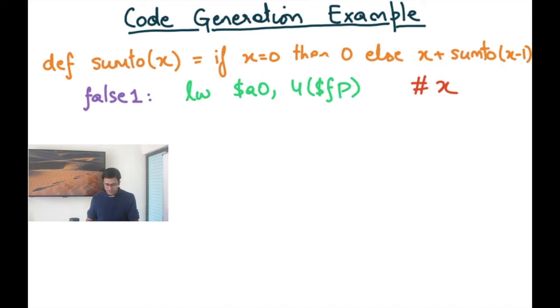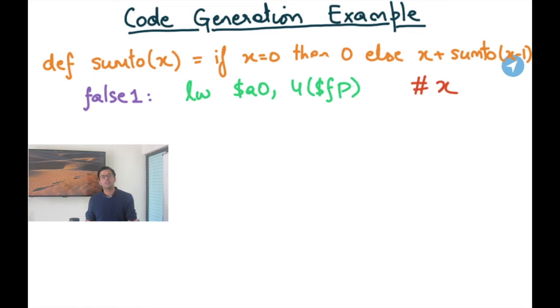And so for this code gen, I'm going to use the rule for the plus. The rule for the plus is that first you generate code for the LHS of the plus, the first operand, then you generate code for the second operand of plus, and then you add them, right? So that's what I'm going to do. The first operand of plus is x. So what's the code generated for x? That's just load word $A0 $4 FP. We have seen this before. Then I'm going to generate the code for sum 2 x minus 1.